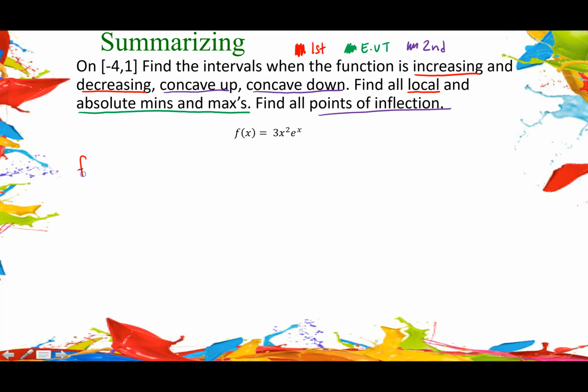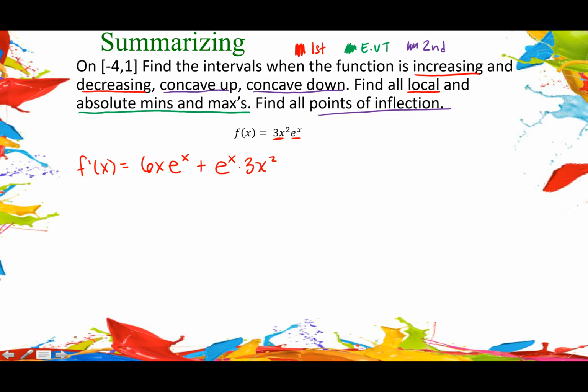So we've got an f prime of x is equal to, so I'm going to call this my first and then this my second. So the derivative of the first is 6x times the second, which is just e to the x, plus the derivative of the second, which is just simply e to the x, times a 3x squared.